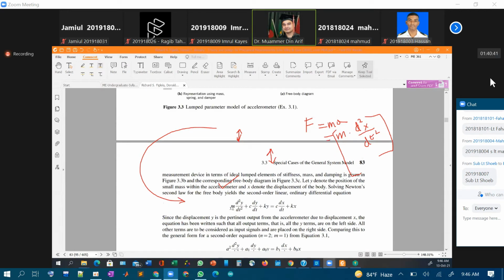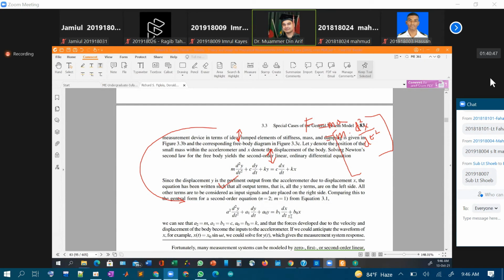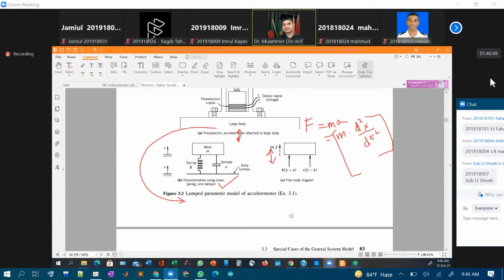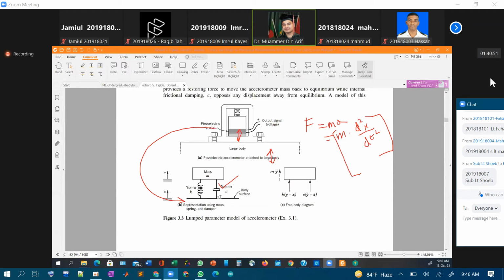You see m d square y by dt square. I mean x, it's okay. They have thought of the distance in terms of y, this one. Okay. Similarly, what about the spring?